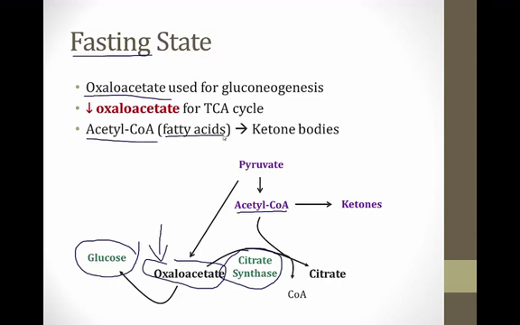In addition, in the fasting state, lots of acetyl-CoA is being synthesized from fatty acid beta oxidation. So for both of these reasons, you get very high levels of acetyl-CoA inside of the liver in the fasting state. When this happens, the liver will then synthesize ketone bodies, which can be used as an alternative energy source. And this is the mechanism by which ketone body synthesis is triggered in the fasting state.